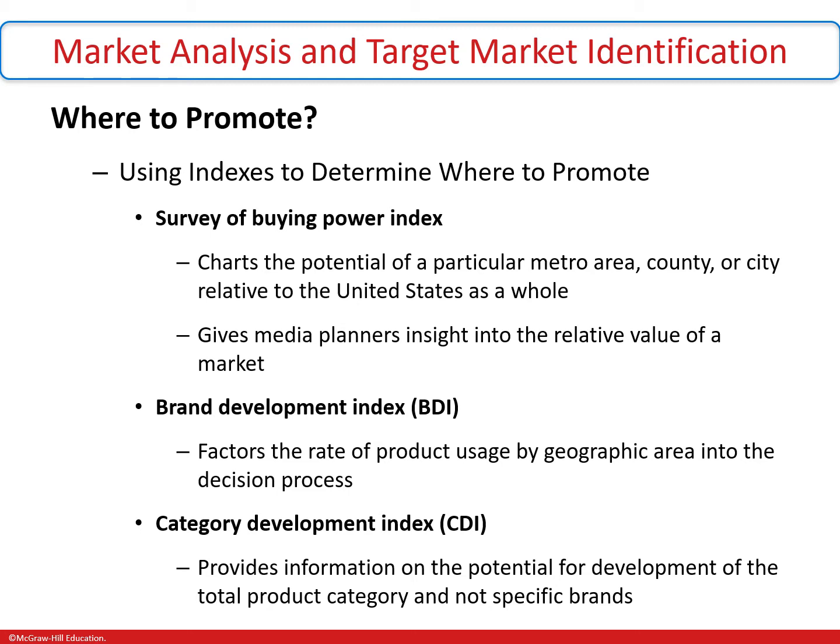Other things that we want to consider, the other question that we want to consider is where to promote. So when we talk about that, we can use indices here again. So for example, we can use the survey of buying power index that charts the potential of any particular area relative to the country as a whole, which gives media planners insight into the relative dollar value of a market. So when you think about, for example, where to put a nice upscale gym, or where to focus the messaging for a nice upscale gym.